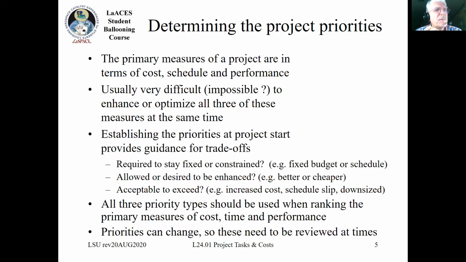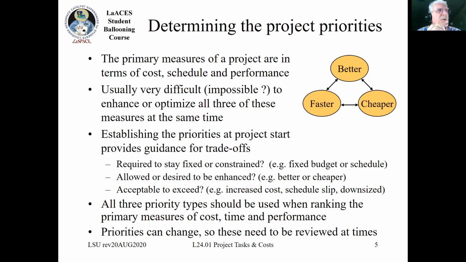So I had mentioned earlier that the primary measures of your project are in terms of cost, schedule, and performance. It's usually very difficult to enhance or optimize all of these at the same time. There's this old adage, better, faster, cheaper. At one point there was a NASA administrator who said that everything in NASA has got to be better, faster, cheaper. Well, the reality is pick two. All right, it's almost impossible to optimize all three of these.